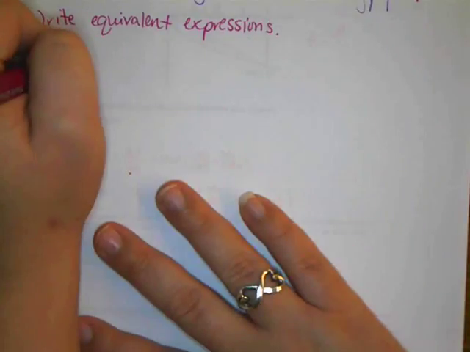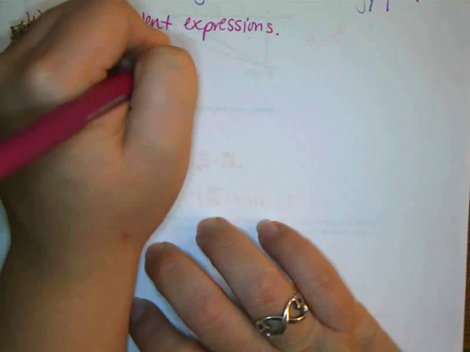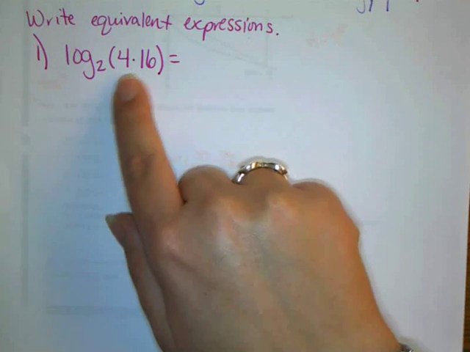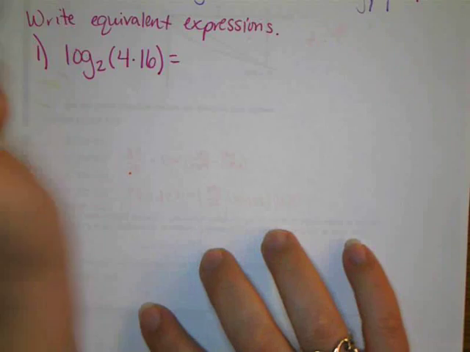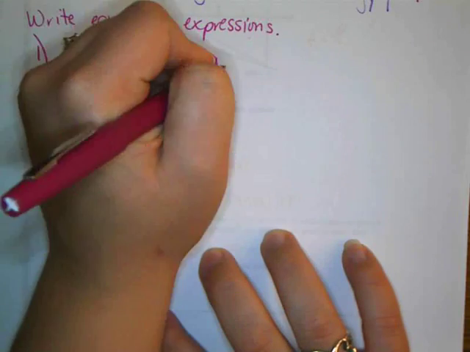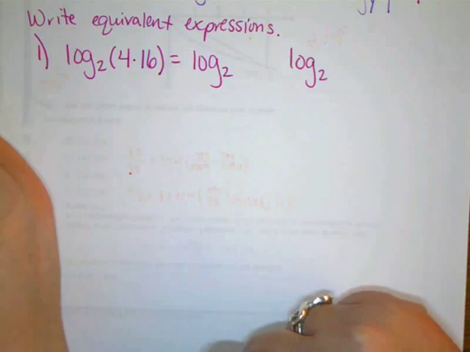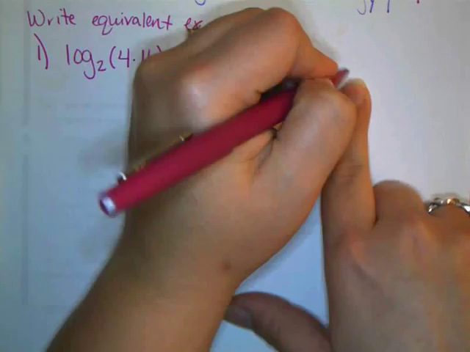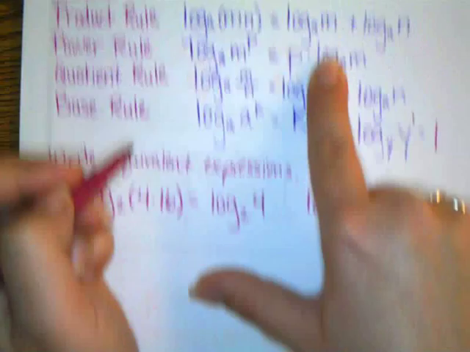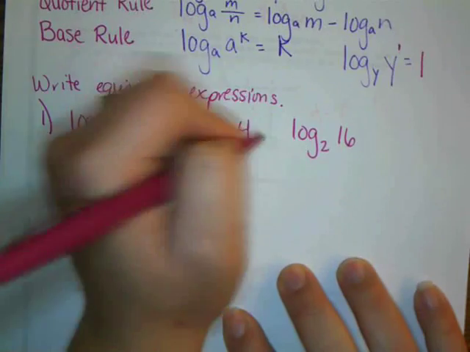So number 1 says the log base 2 of 4 times 16. Well, you have 2 things being multiplied, so ask yourself which rule you are going to use, and you are going to use the product rule and break it up into 2 different log base 2s. These bases always stay the same, and it's the log base 2 of 4 and the log base 2 of 16. And if you go back up to these rules, they were being multiplied, so now you add them.